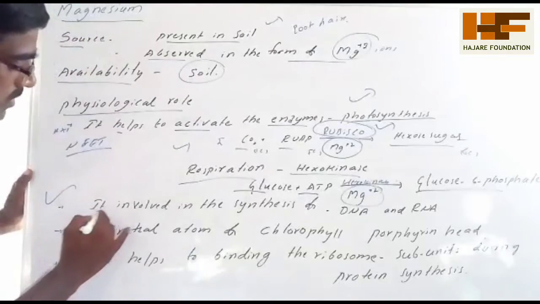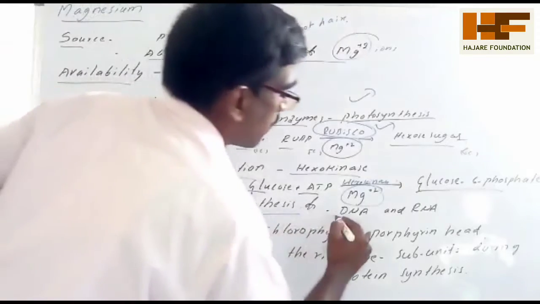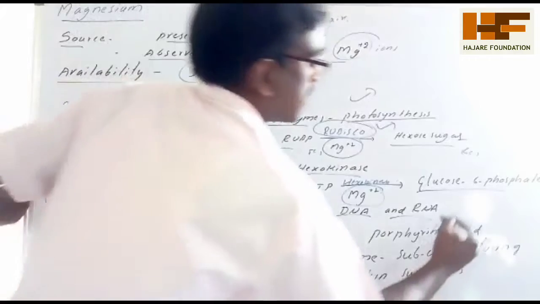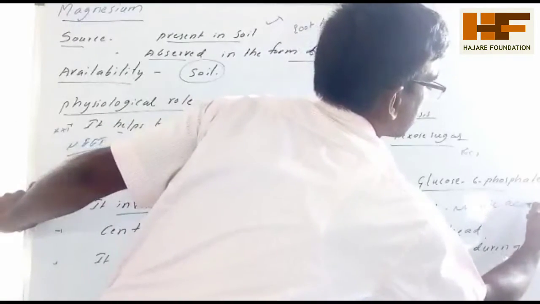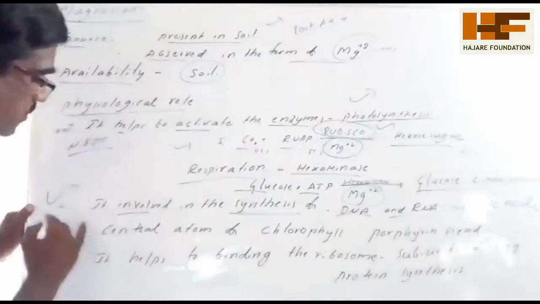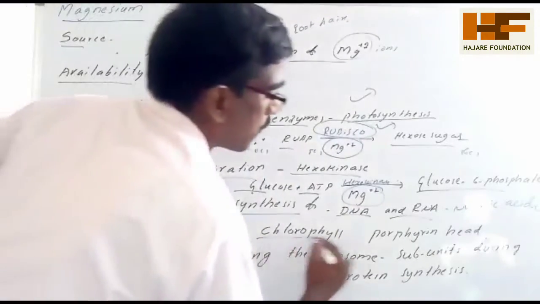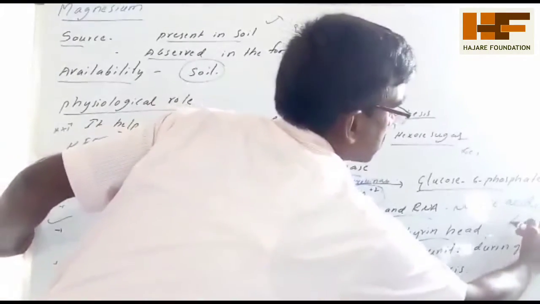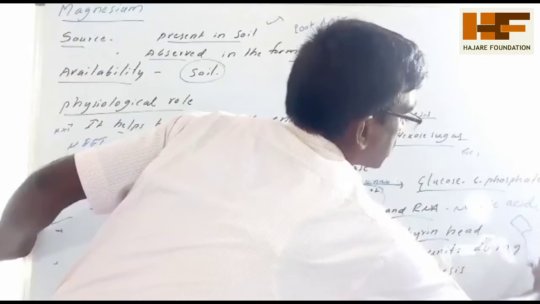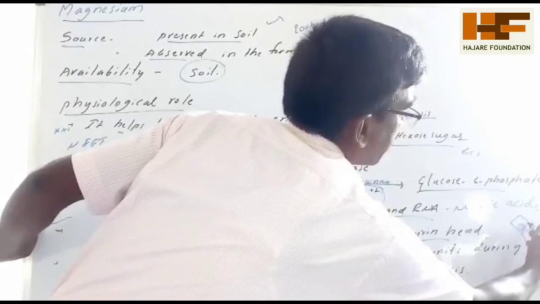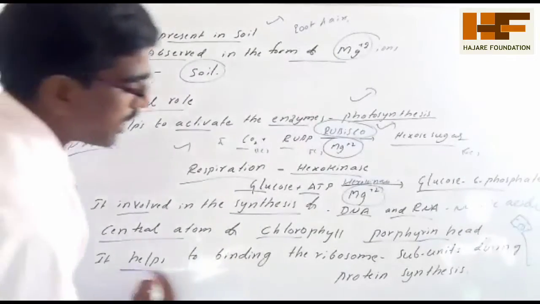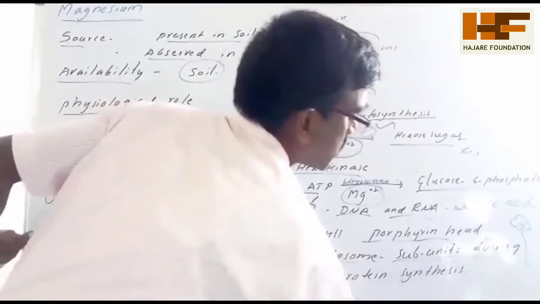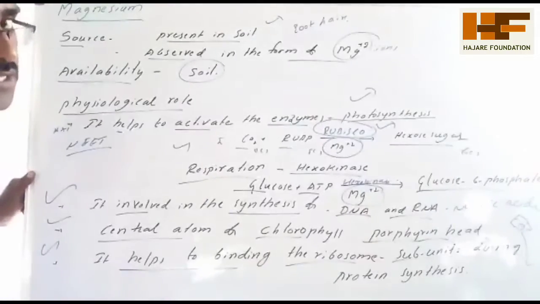The third function is that it is involved in the synthesis of DNA as well as RNA, that is nothing but nucleic acid synthesis. And also here, the central atom of chlorophyll, the porphyrin head, we discussed. Chlorophyll consists of a head part as well as a tail part. In the head part, magnesium is present. The last function is that it also helps in the binding of ribosome subunits during protein synthesis.